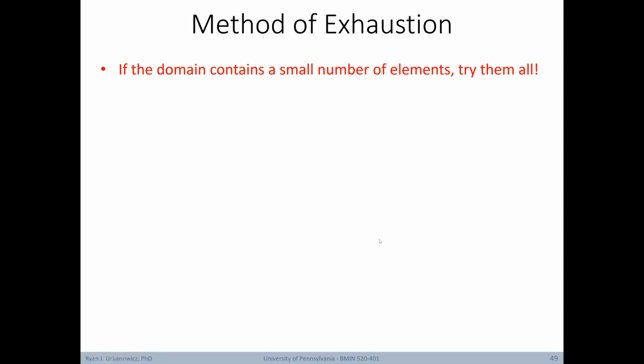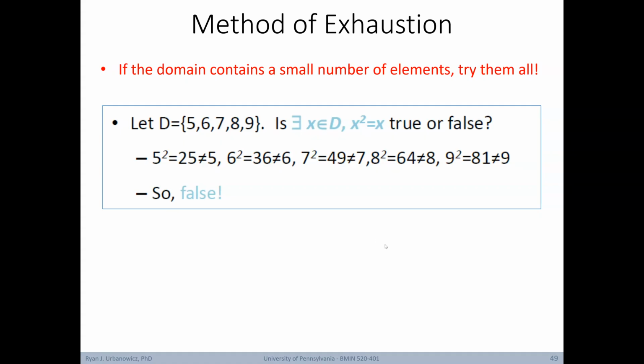We can use the method of exhaustion if the domain contains a small number of elements, and it's reasonable to try them all. So let's say we have the domain that includes these 5 integers, and we have the following formula. There's some x in the domain D where x squared equals x.